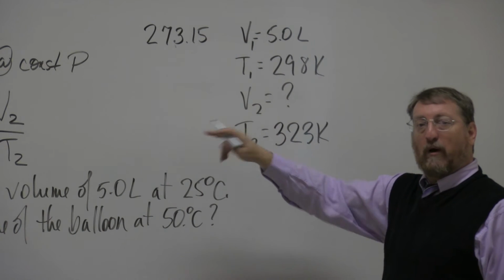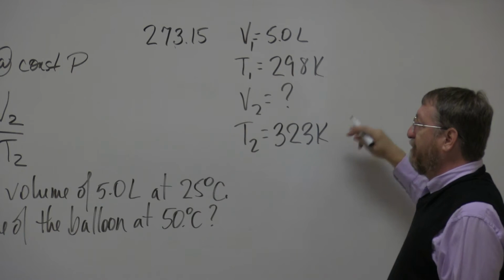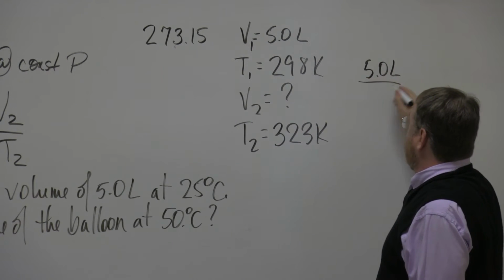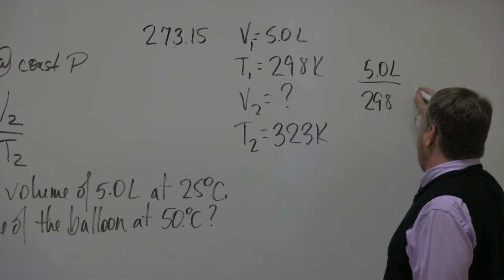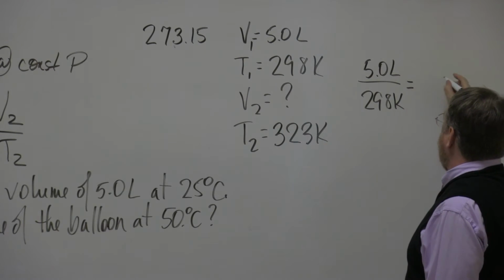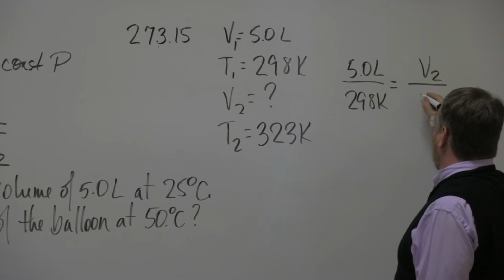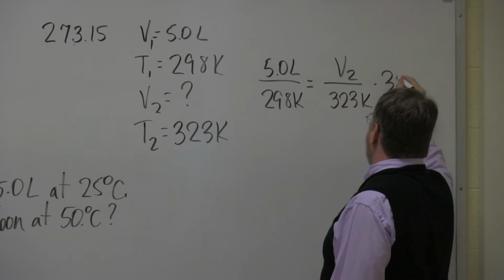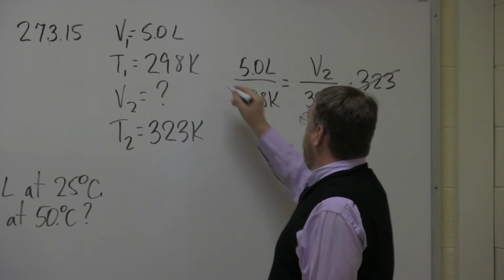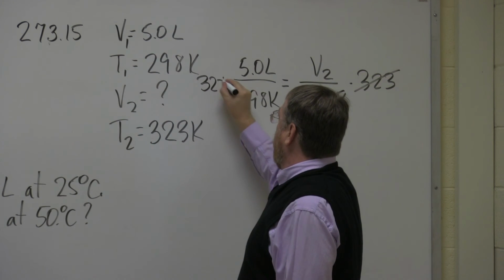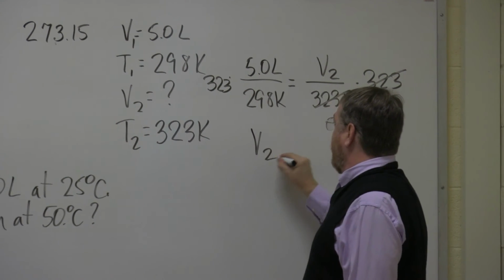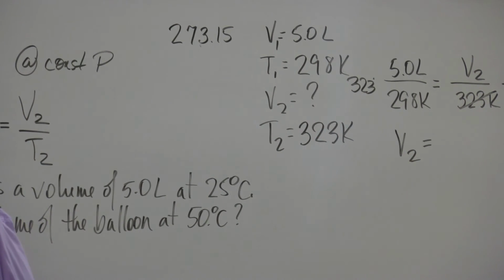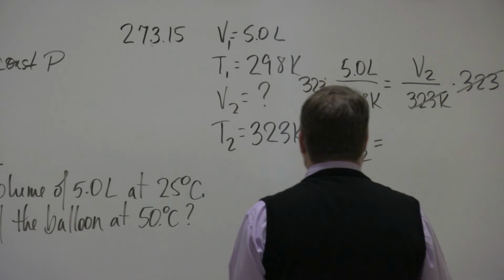Now if we plug this into our equation, we can see the real effect on the volume. V1 is 5 liters. T1 is 298 K. That equals V2 over 323 K. Multiply both sides by 323 to eliminate it over here. Multiply by 323. And our second volume is going to be 5.4 liters.